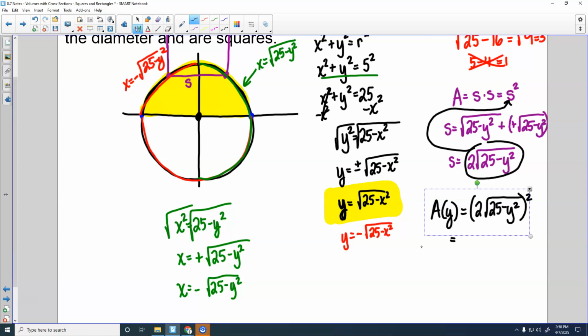When I square that, those two things are multiplied, so I can square the 2 and the square root separately. So 2 squared would give me 4, and when I square the square root, they cancel, so I'd get 4 times 25 minus y squared, which would probably be easier if I distribute there and get 100 minus 4y squared.